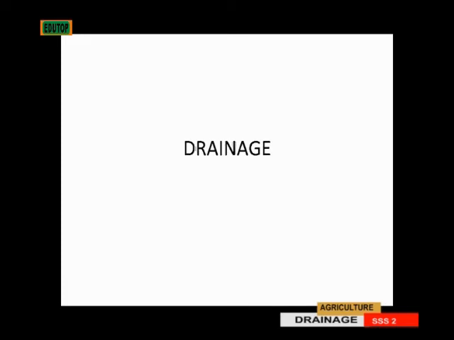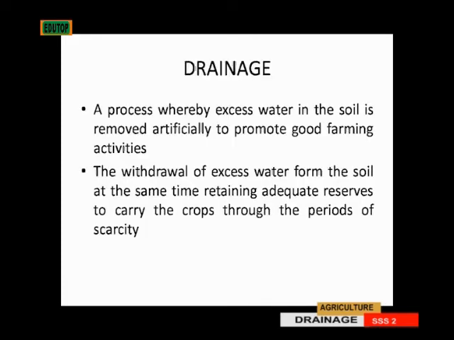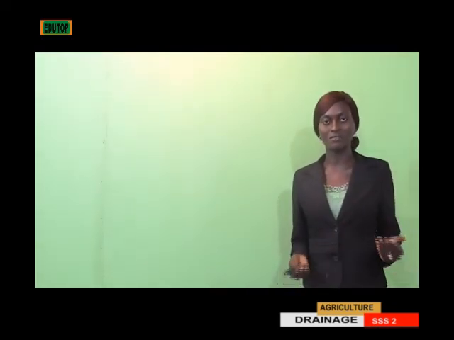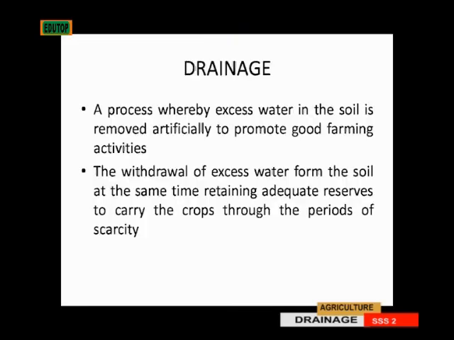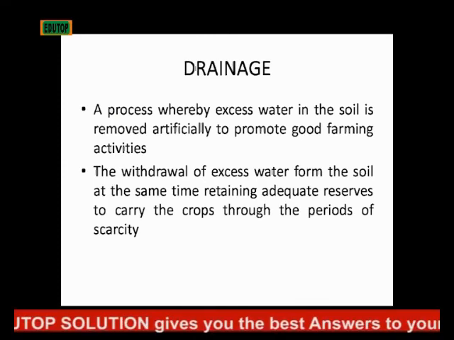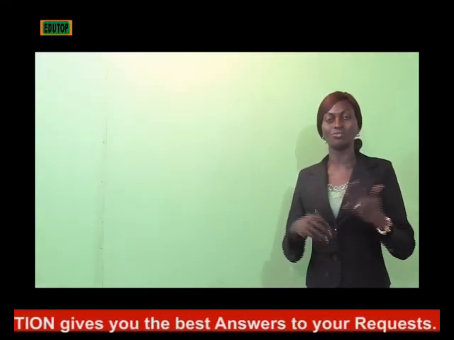Now we'll be looking at drainage. Drainage is a process whereby excess water in the soil is removed artificially to promote good farming activities. There are situations that we have excess water on the farm. There is like flooding of water. So what do we do? Do we just leave it there and watch our crops being destroyed? No. We embark on what is called drainage. So it is the withdrawal of excess water from the soil, at the same time retaining adequate reserves to carry the crop through the periods of scarcity. So that is what drainage is all about.